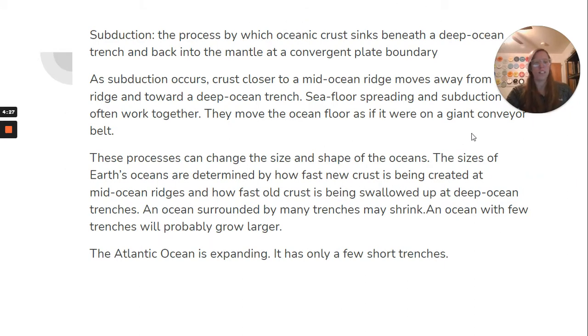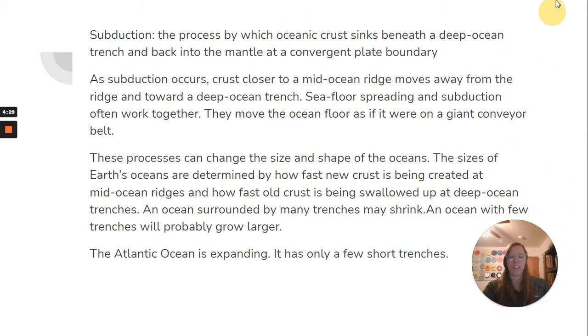So, some more words. This is a pretty big lesson. Subduction is the process by which oceanic crust sinks beneath a deep ocean trench and back into the mantle at a convergent plate boundary. As subduction occurs, crust closer to a mid-ocean ridge moves away from the ridge and toward a deep ocean trench. Seafloor spreading and subduction often work together. They move the ocean floor as if it were on a giant conveyor belt. These processes can change the size and shape of the oceans.